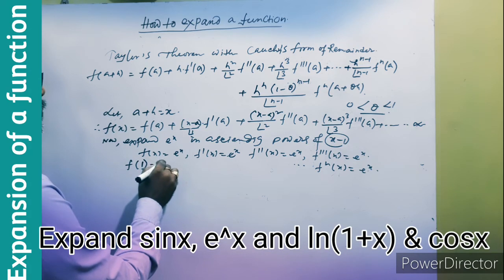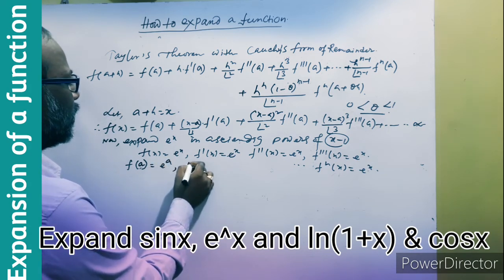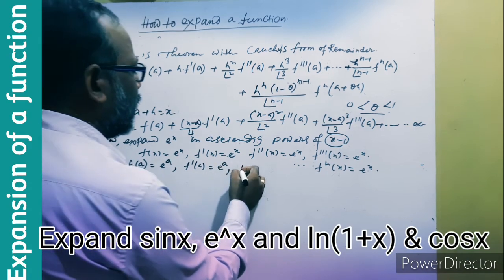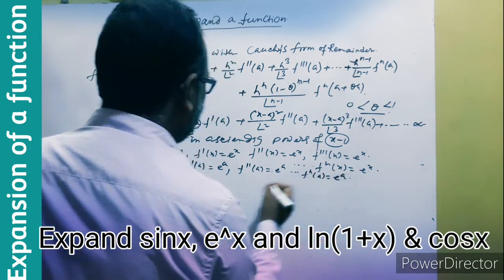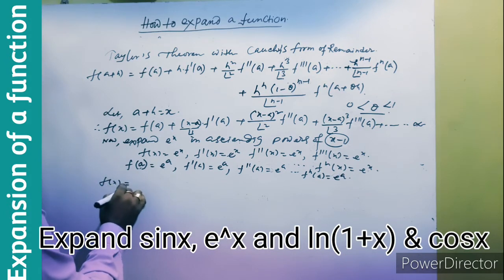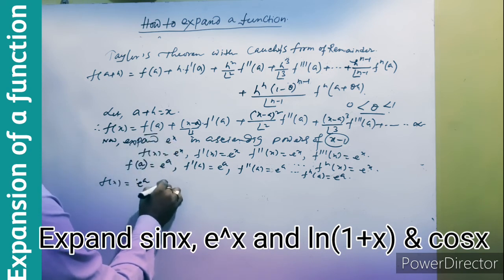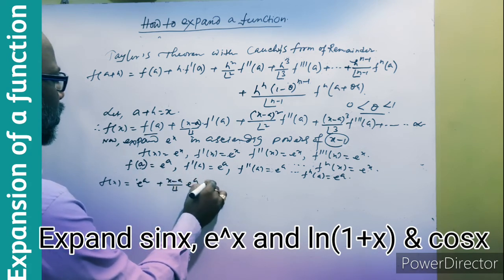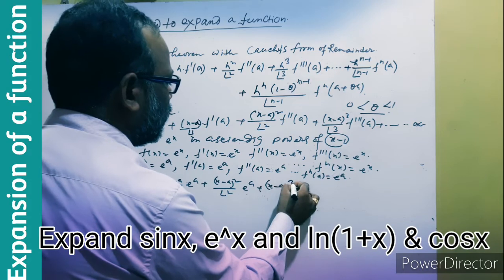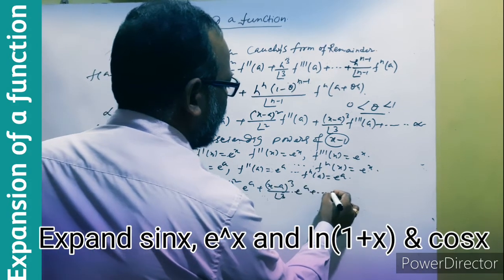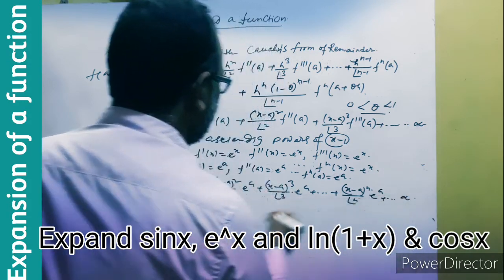First I put a, and after that we can put 1. So f of a is e to the power a, f dash a is e to the power a, f double dash a is e to the power a, and the nth order derivative at a is e to the power a. So f of x, the expansion in powers of x minus a, is e to the power a plus (x minus a) by factorial 1 into e to the power a, (x minus a) whole square by factorial 2 into e to the power a, (x minus a) whole cube by factorial 3 into e to the power a, and so on, with general term (x minus a) to the power n by factorial n into e to the power a, to infinity.